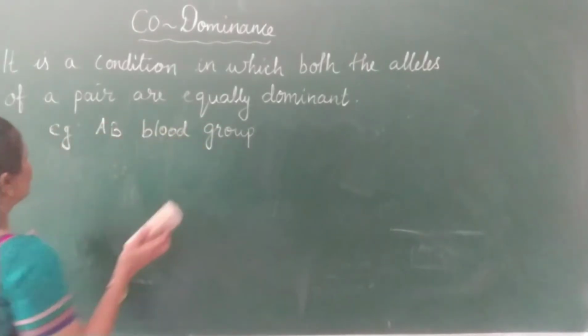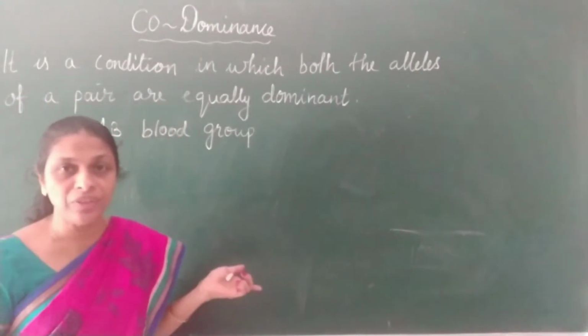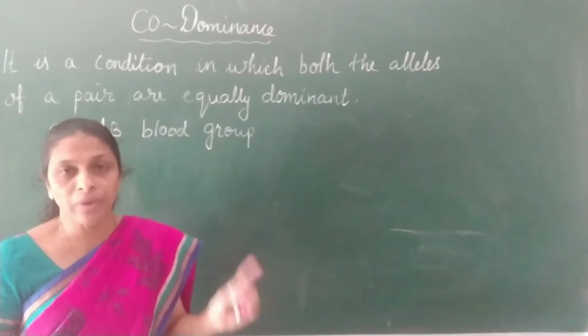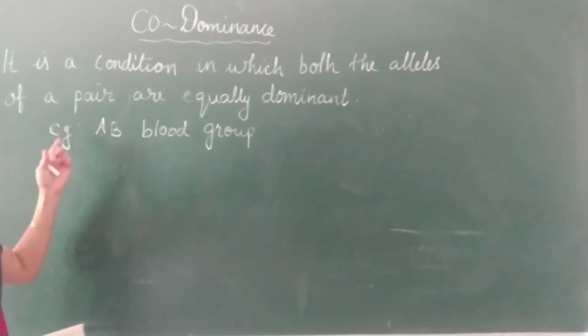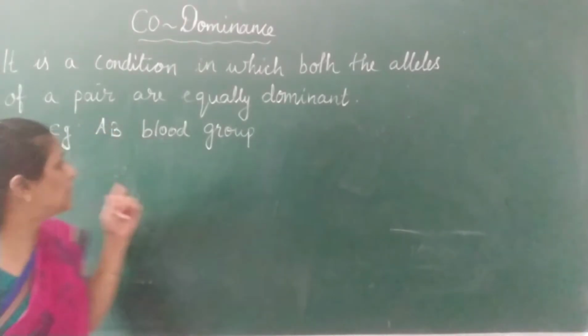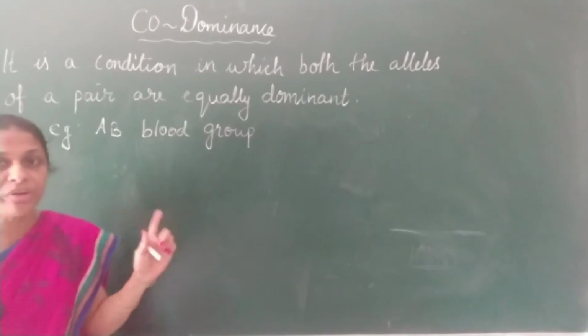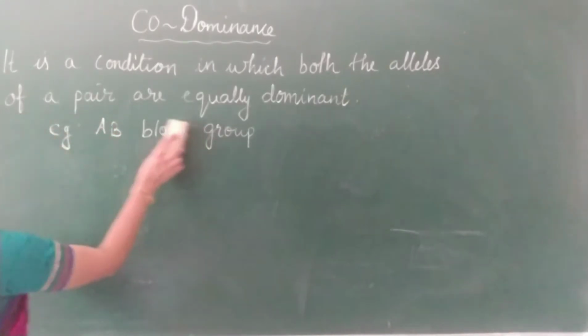Once again, what is the definition for codominance? It is a condition in which both the alleles of a pair are equally dominant. Hope you got it. This will be asked as a 2-mark question: What is codominance? Give an example. The example is AB. You don't write it as ABO blood group. It is AB blood group.